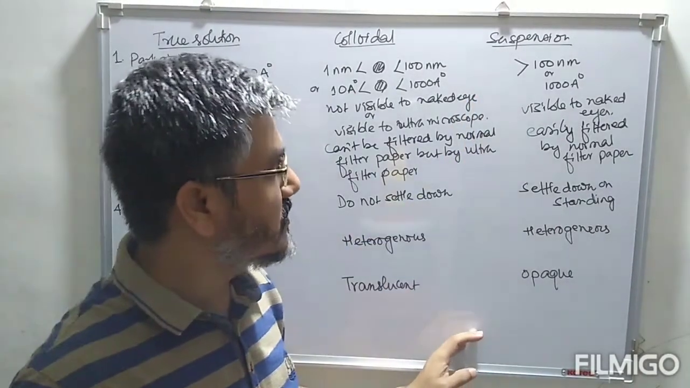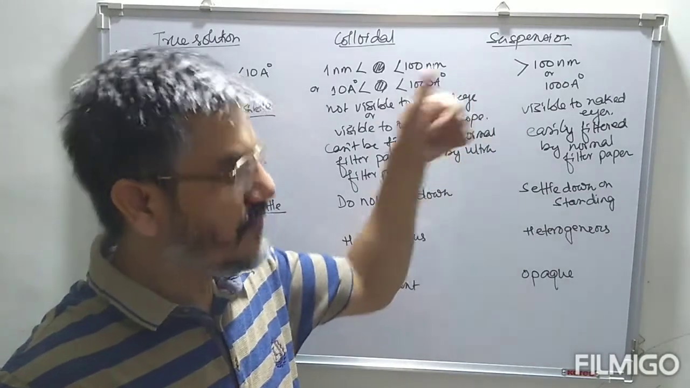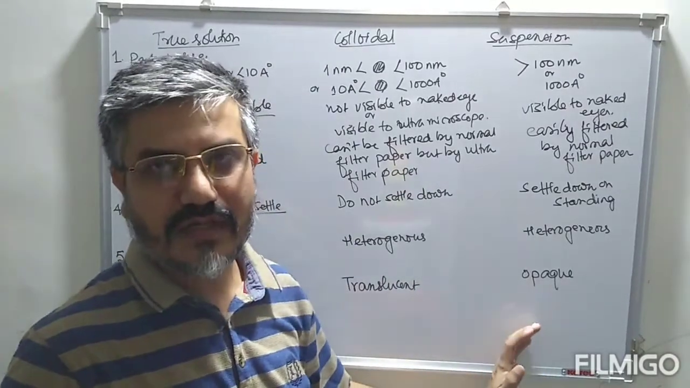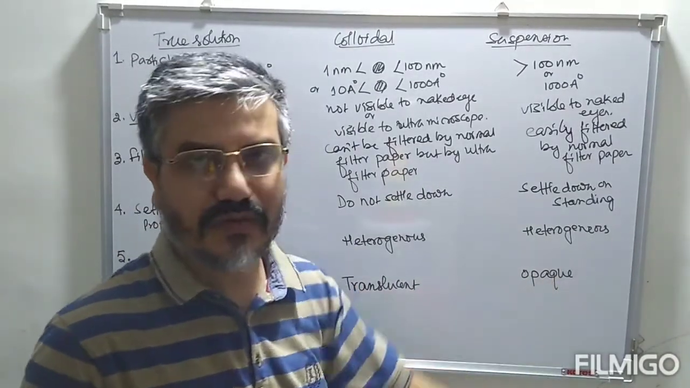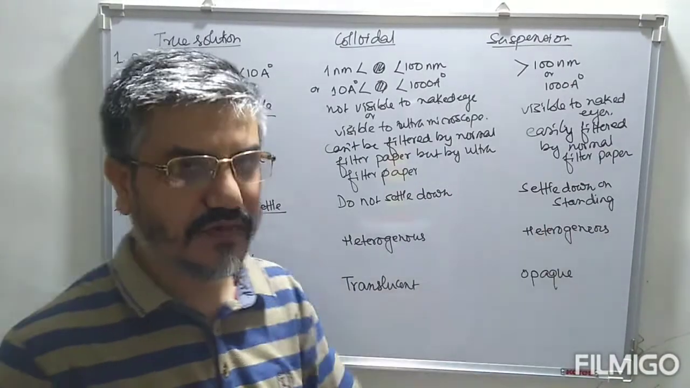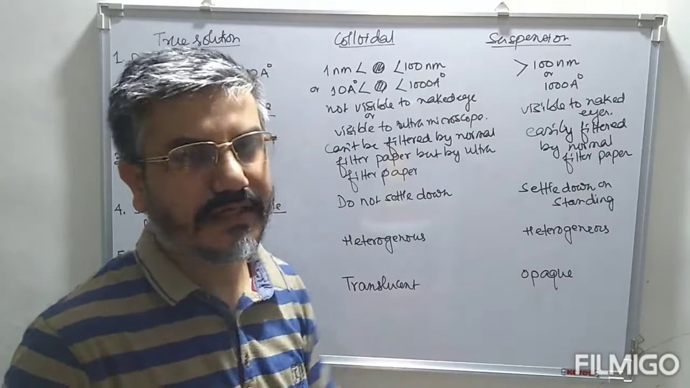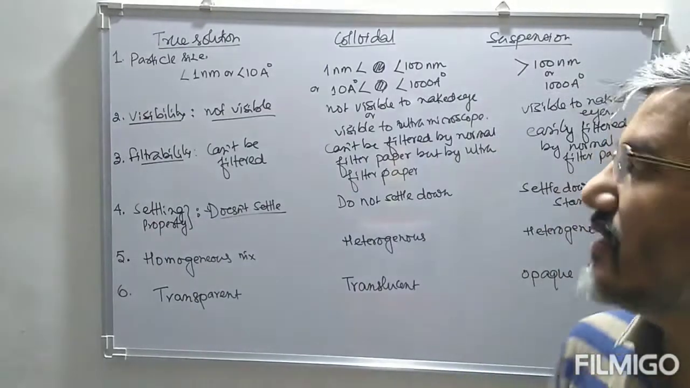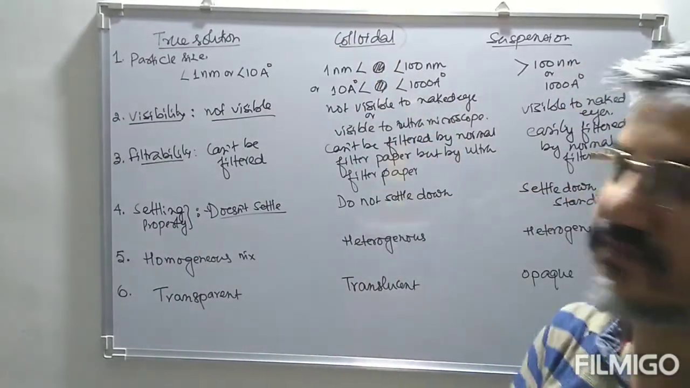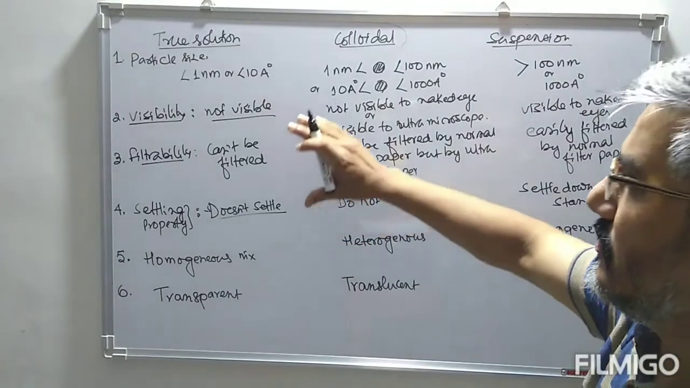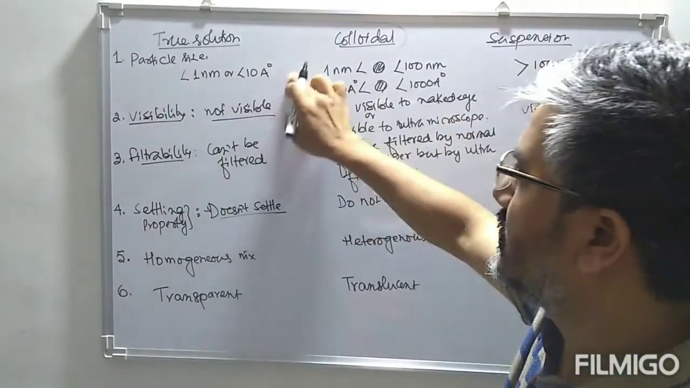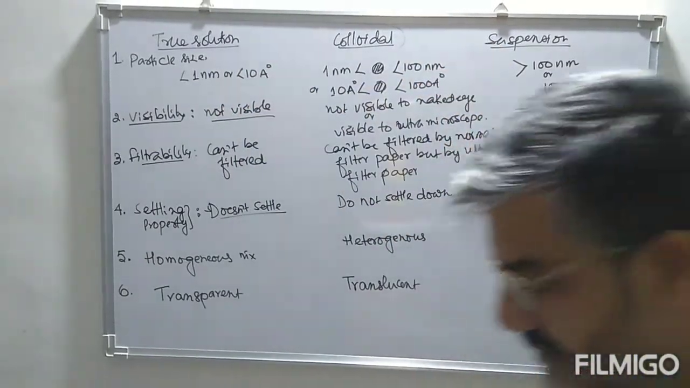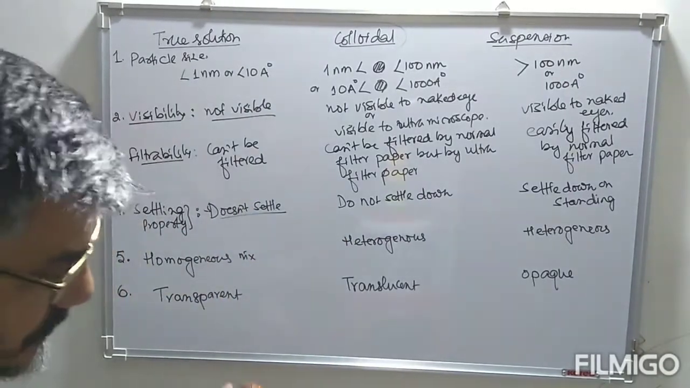Whereas in case of suspension, if you pass a beam of light, the path traveled by the light will not be observed. That means this will totally cut off the path of light. So these are the basic differences between these three different types of solutions. Now we are focusing on colloidal solution. All this is based on the size of particle. This is the basic difference between these.